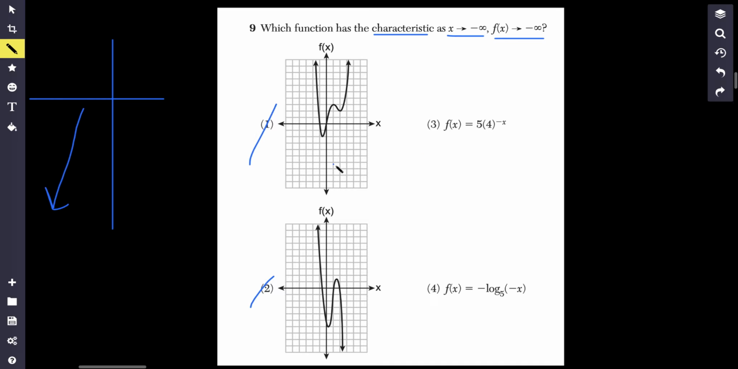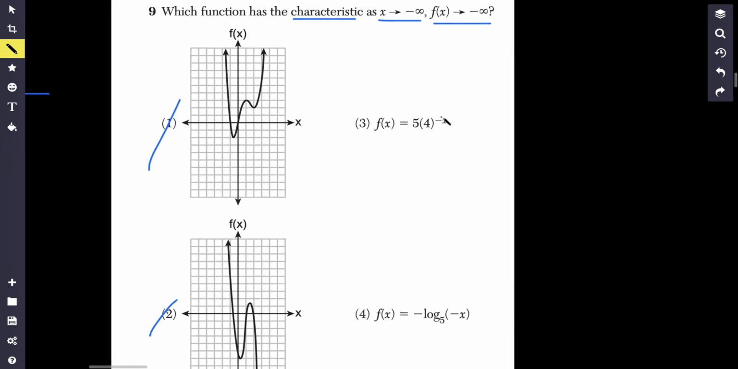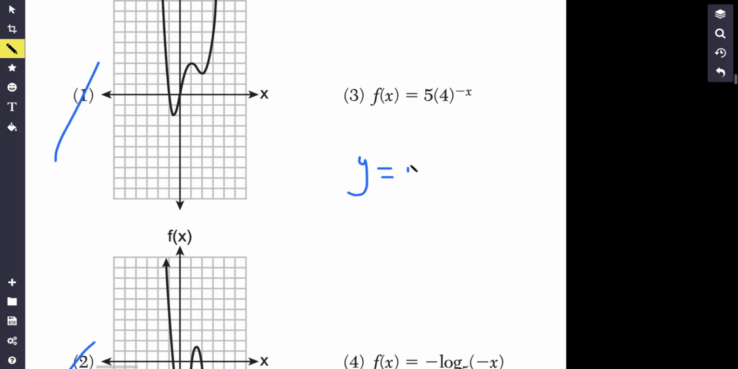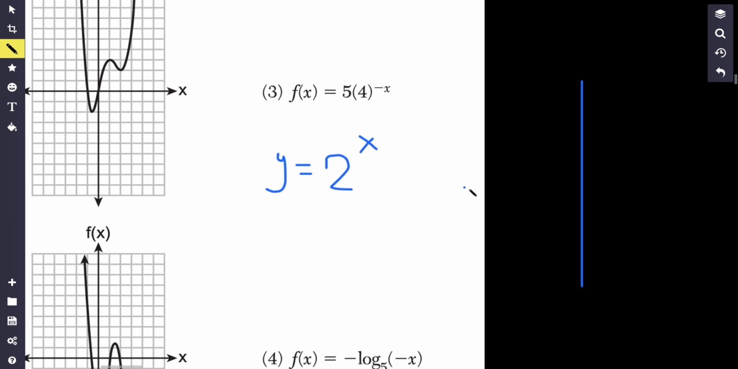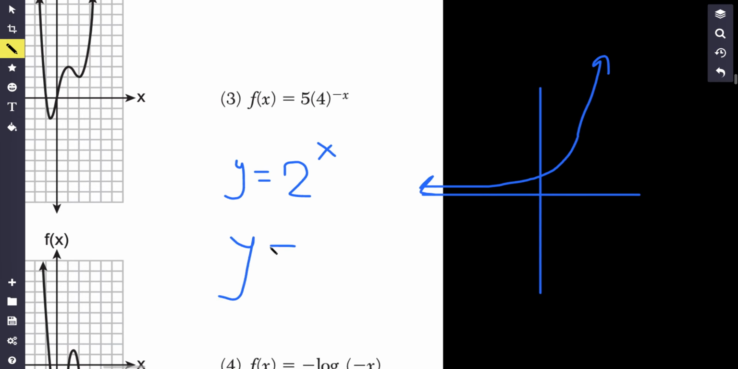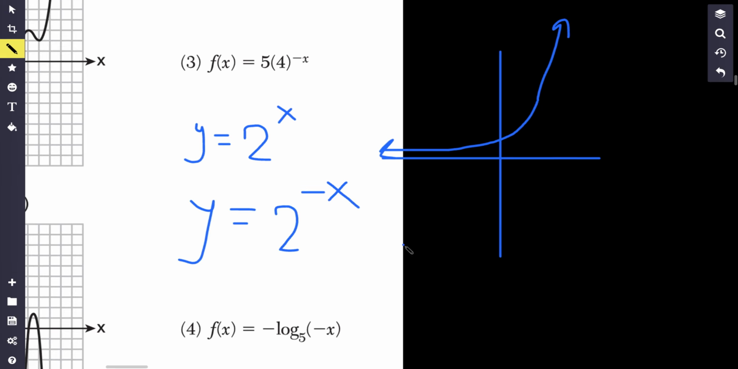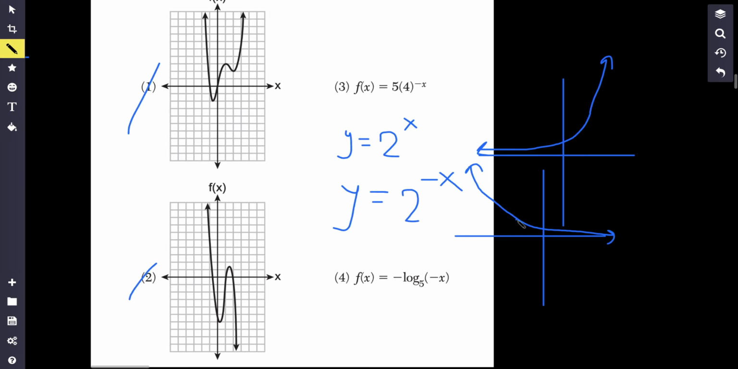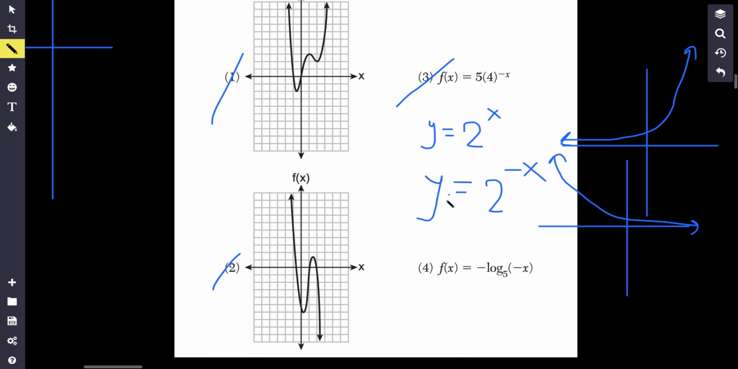Let's take a look at number 3. Notice how it has a negative x here. So reminder that when you have y is equal to 2 to the x power, the graph of this is going to look something like this. Now, if I have y is equal to 2 to the negative x, remember what that does? That just flips it around like so. And notice how as x approaches negative infinity, our y value still approaches infinity. So it can't be number 3. And therefore, number 4 is our answer.